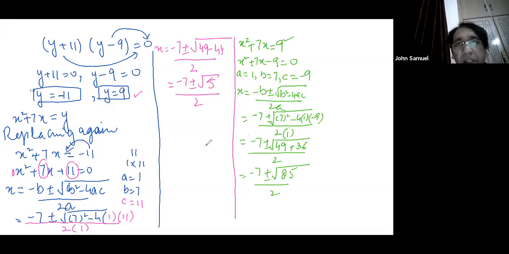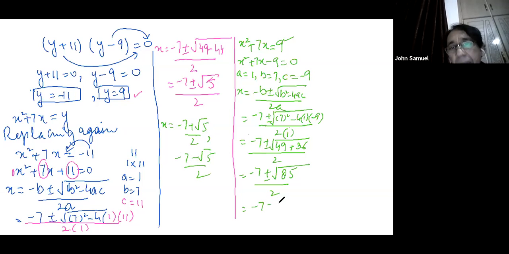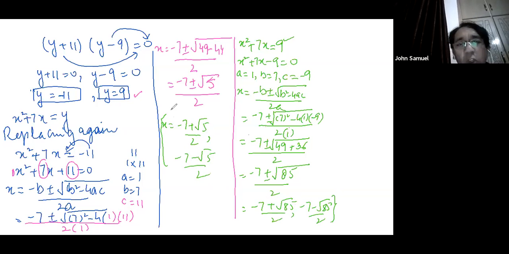So we got two roots here. The two roots are like this: x is equal to minus 7 plus under radicand 5 over 2, and the other is minus 7 minus under radicand 5 over 2. And similarly, the two roots from here are minus 7 plus under radicand 85 over 2, and minus 7 minus under radicand 85 over 2. So all these are the solution set. If we put the value of each x in the original equation, we will get the same.